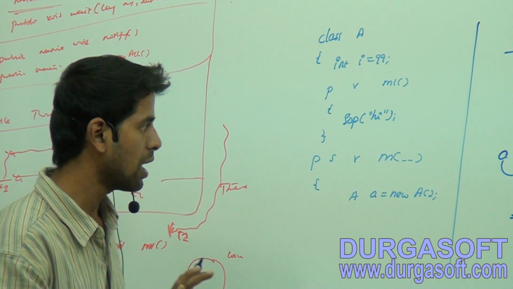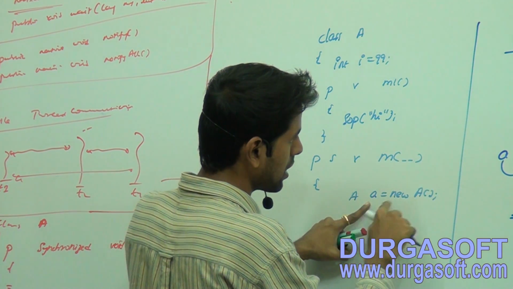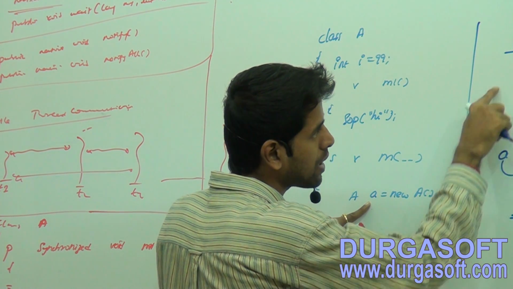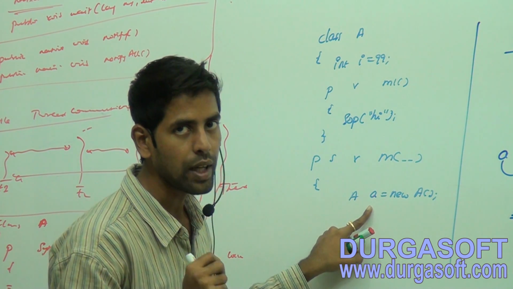Now observe here how to access the i variable. You are at this position, and you want to enter into this object and access that. How to access it? Observe.